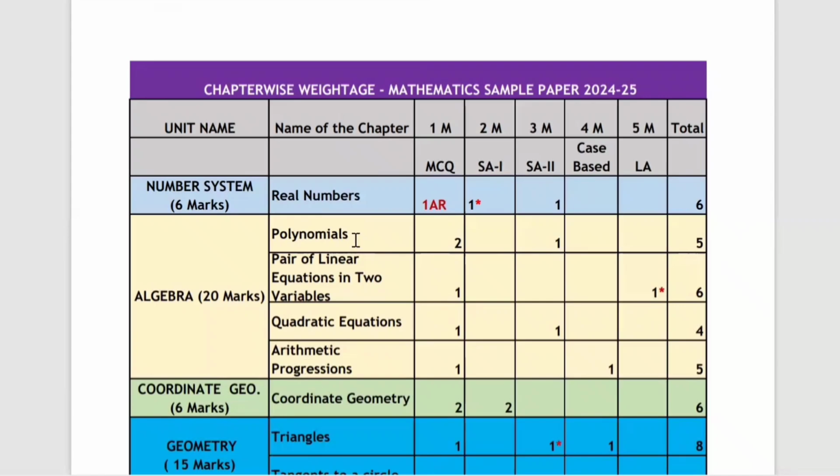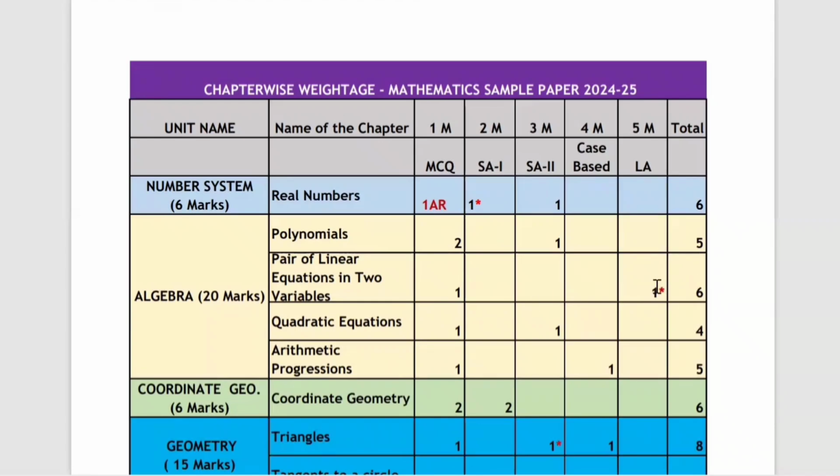For the chapter Polynomials, there are 3 questions in the paper: 2 questions of 1 mark each and 1 question of 3 marks, making a total of 5 marks. For Pair of Linear Equations, we have 1 question of 1 mark and 1 question of 5 marks, and there's a choice in that question.